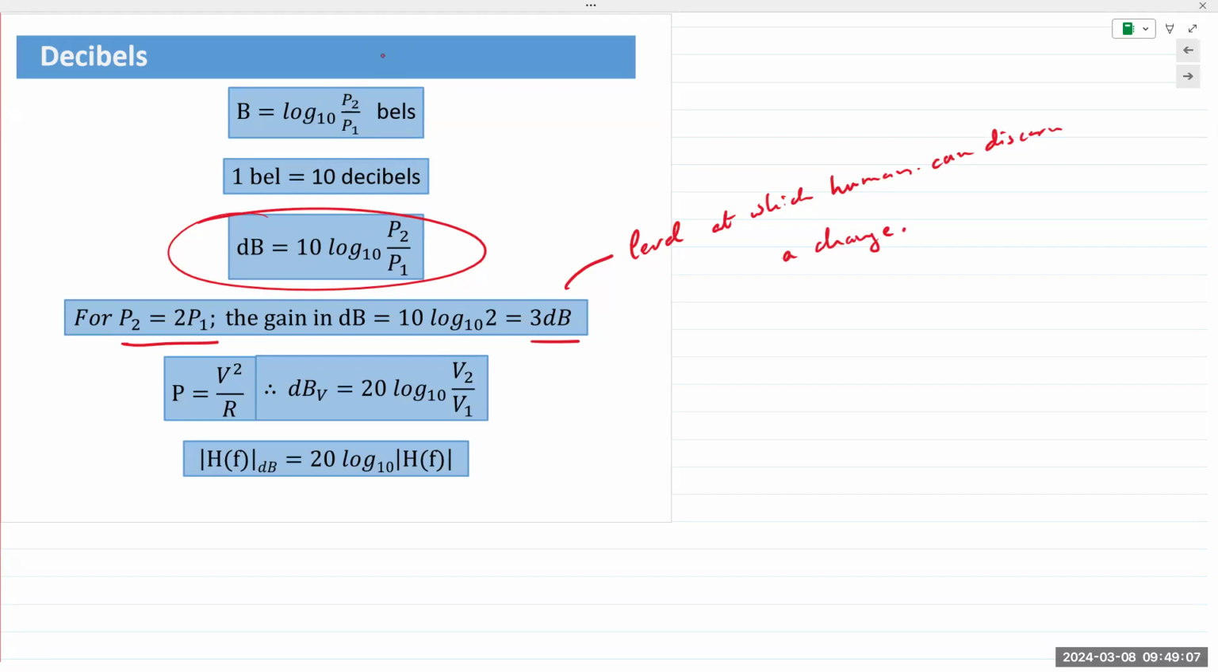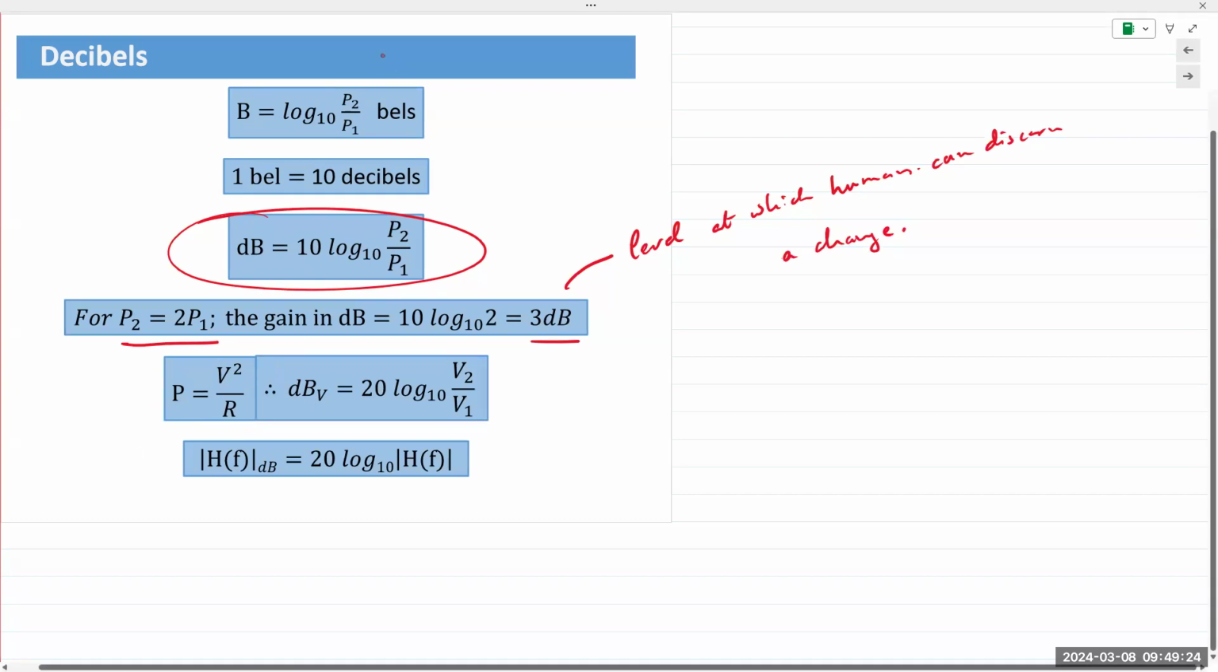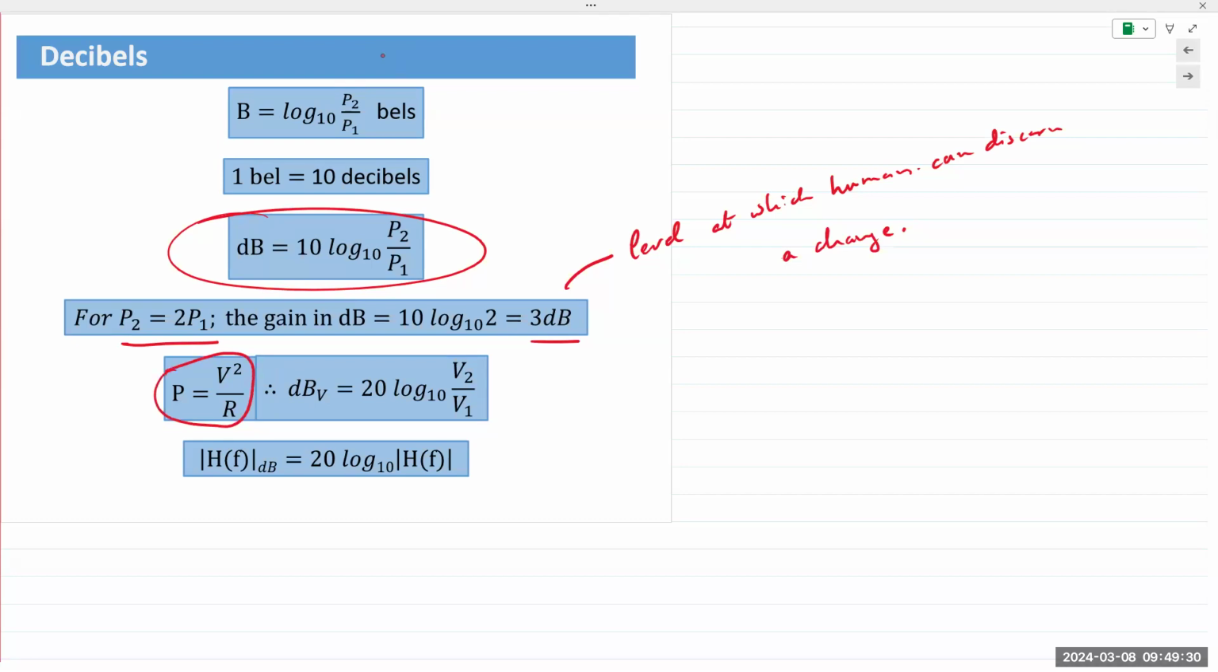But when it comes to our filters, we are describing the transfer functions, which is the ratio of voltages. Since the unit dB relates to power, we change that to voltage by using the equation P equals V square over R. If you plug that into the equation for dB, then the decibel unit in volts comes out to be 20 log of the ratio of V2 to V1. Okay, 20 times log of V2 over V1.